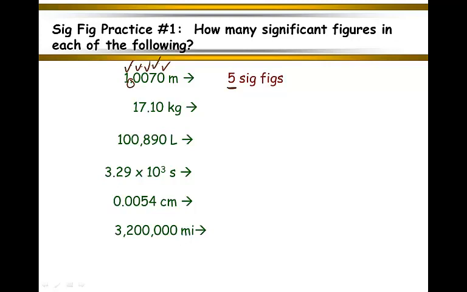Okay, what about the 17.10 kilograms? Easiest way to do this, and I'm going to take a second here and do this. I have a lot of students that like to do this when they get practice. They go through and put a check above everything that's not a 0, because then you only have to worry about zeros. So we're looking for zeros with a decimal are significant if they're trailing. We have 4 check marks, 4 significant figures.